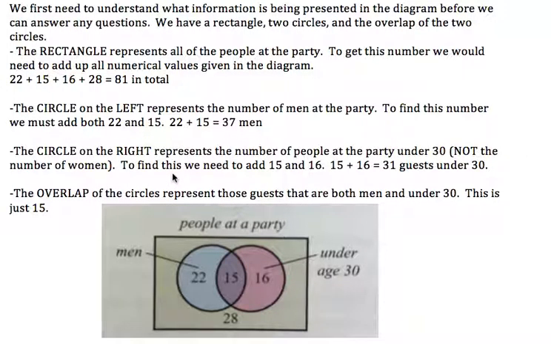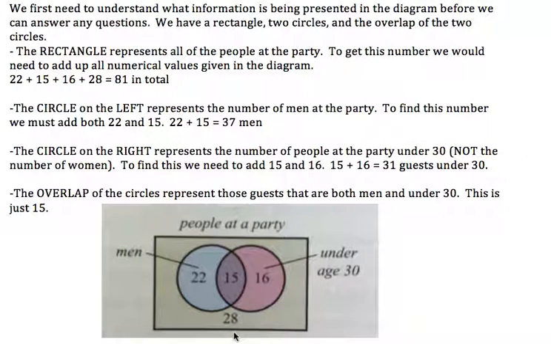So the one on the right, we need to now add 15 and 16, the two values located within the circle, to get the total number of guests that are truly under the age of 30. So that, of course, would be 31 guests. The overlap of the circles represents those guests that are both men and under 30. So this is just the number 15. These are those that fall into both of those two categories.